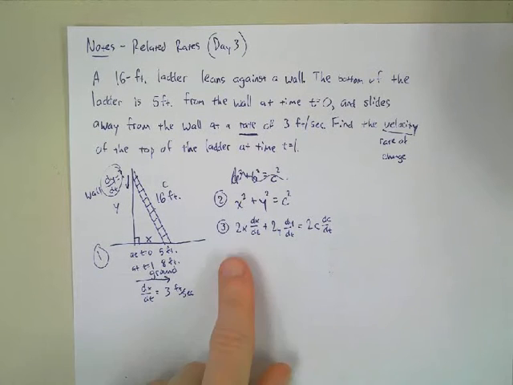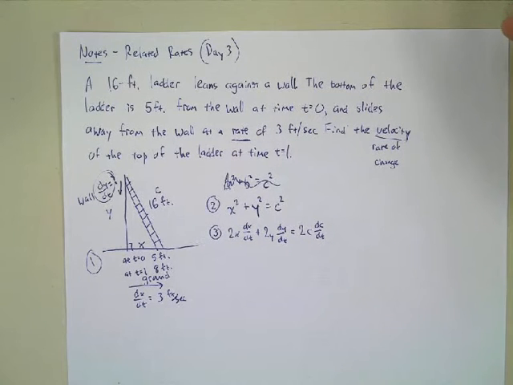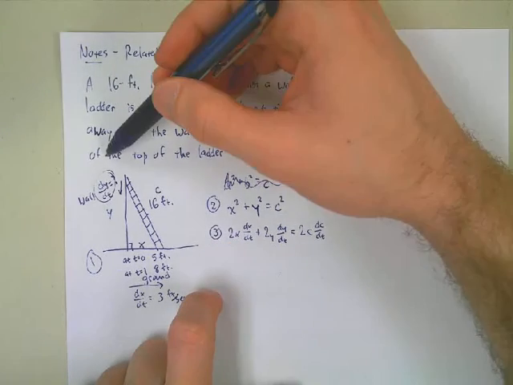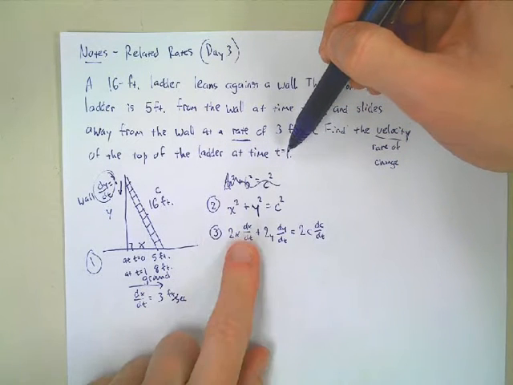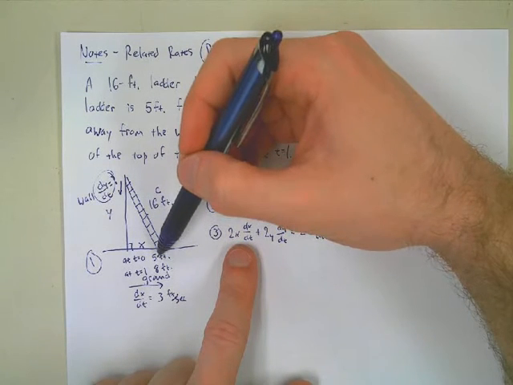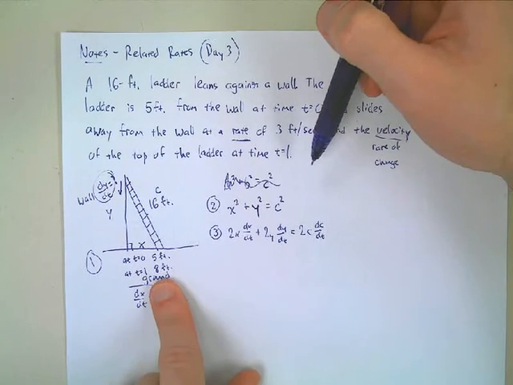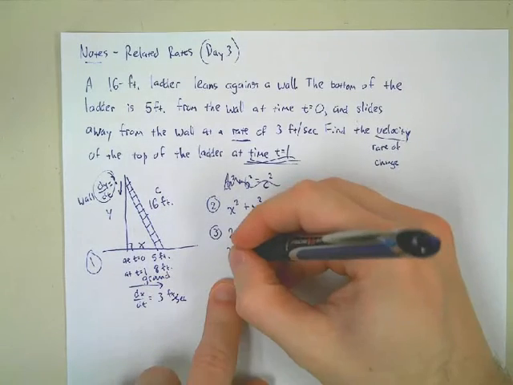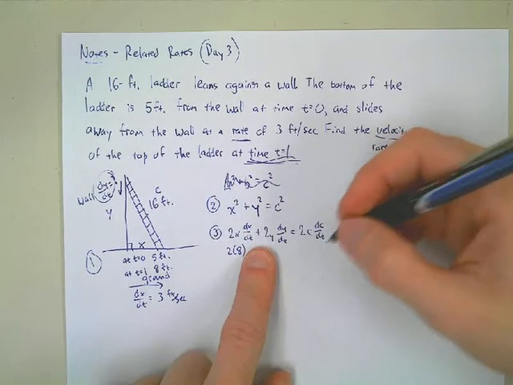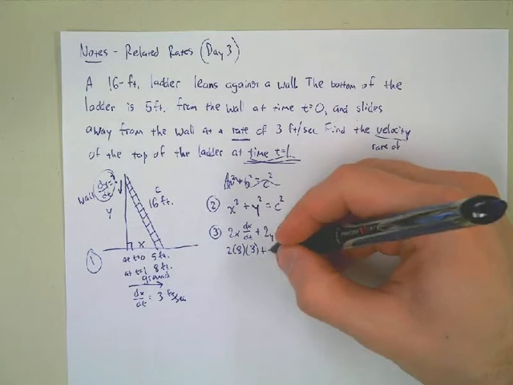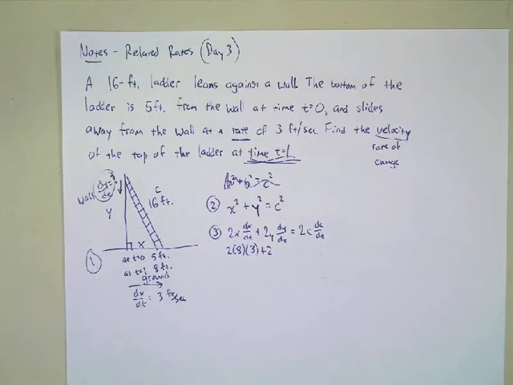So let's start plugging in. We want to find the velocity at the top of the ladder at time t equals 1. So what's the x that we're going to plug in? Is it the 5 or is it the 8? It's 8, at time t equals 1. Yeah, that's the key there. So it's going to be 2 times 8. What's dx/dt? 3, right? We were told that. Plus 2 times... Ooh, what's y?